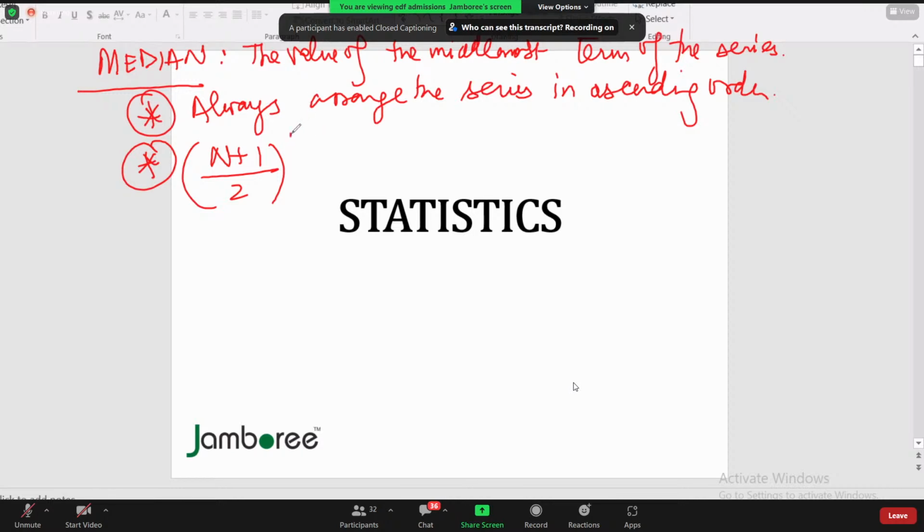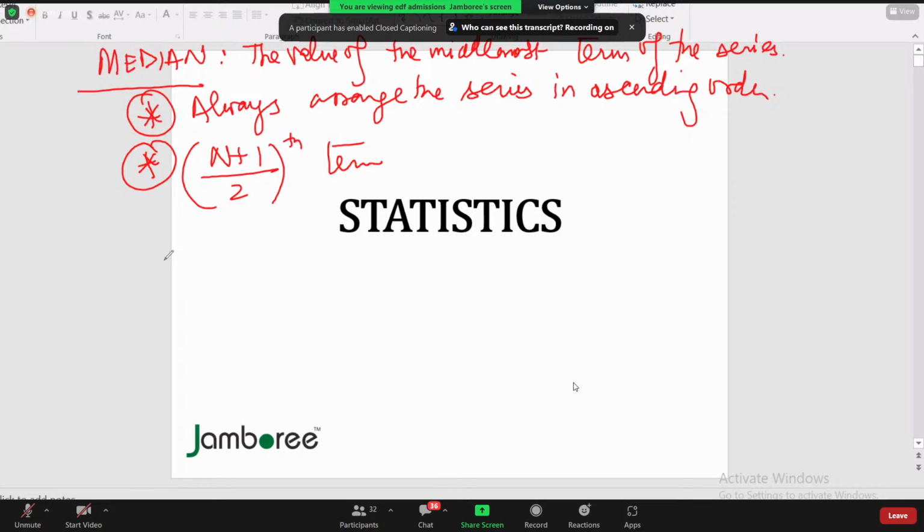Yeah, the (n plus 1) by 2th term. Irrespective of anything, you are always expected to formulate the answer as the (n plus 1) by 2th term, wherein n represents the number of terms in the series. Now, what you need to relate here is simple.